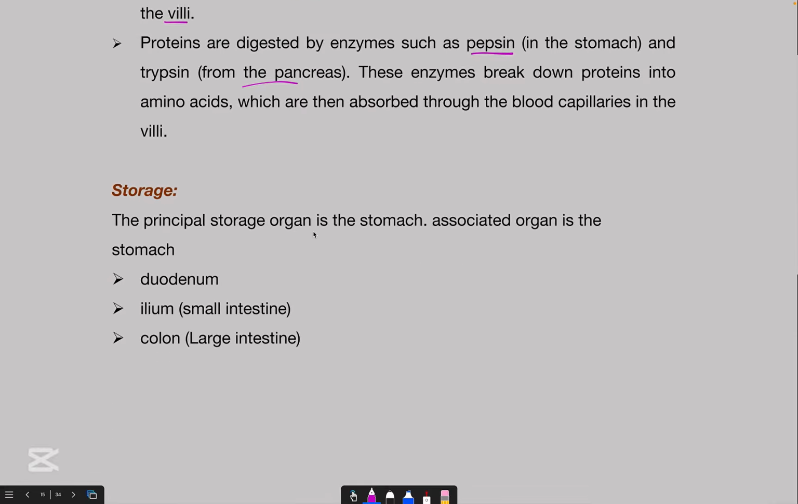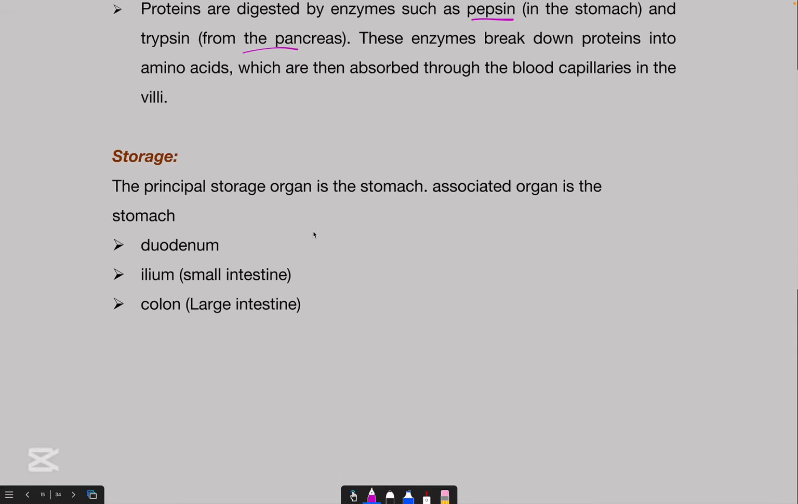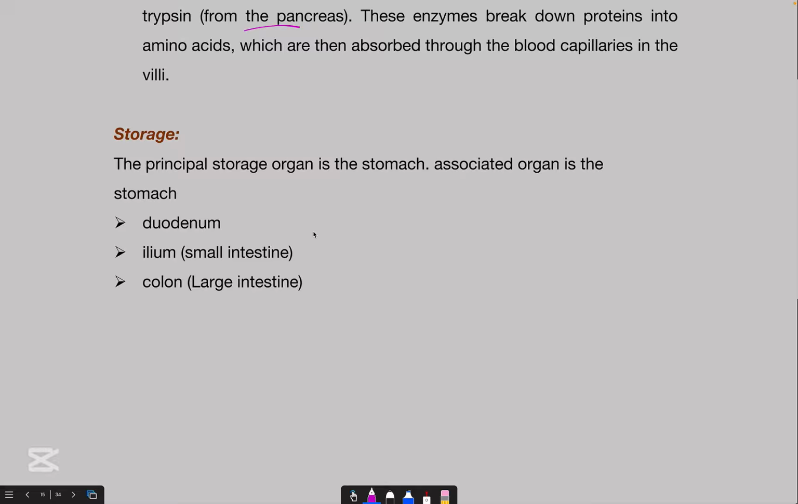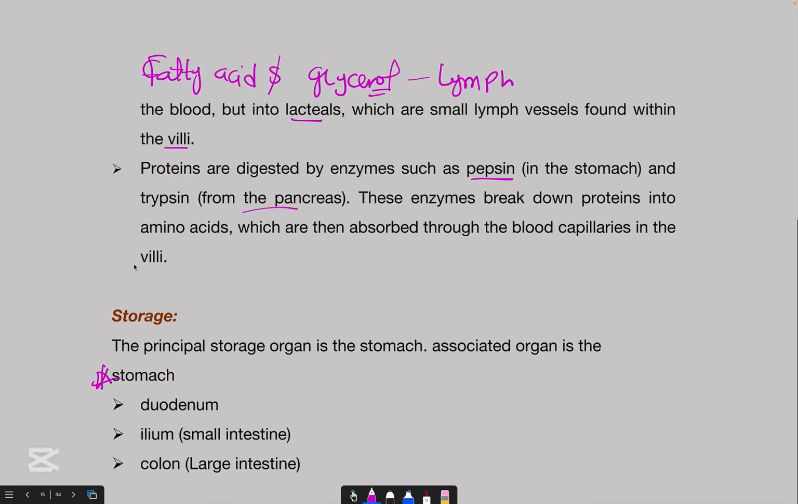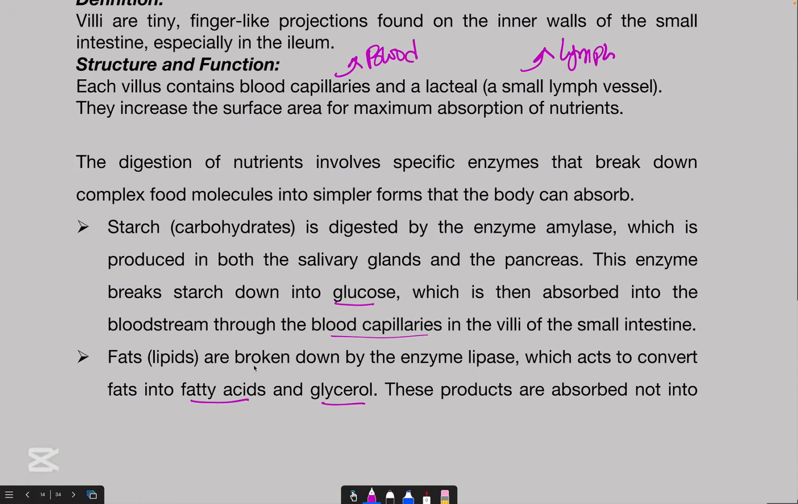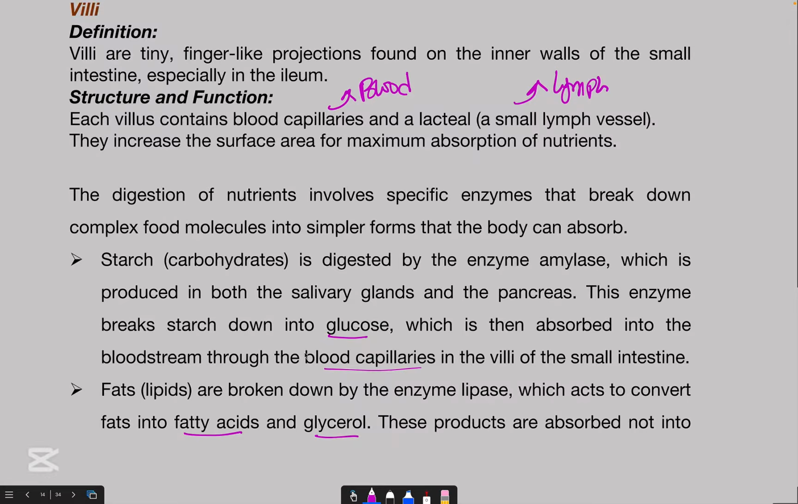All right. Then the storage organs, like we said, are the stomach first. Stomach is part of them. Duodenum, ileum, and colon. These are the storage organs. I think this is everything you need to know. Emphasis on this: fat is broken down into fatty acid and glycerol. Pepsin works as an enzyme in the stomach, while trypsin works in the small intestine.